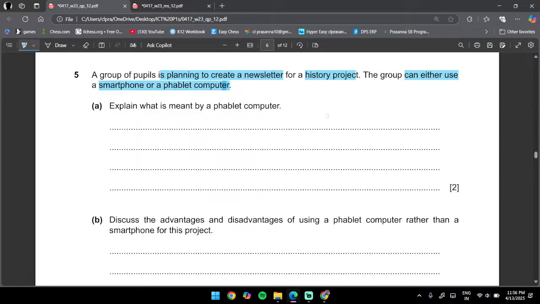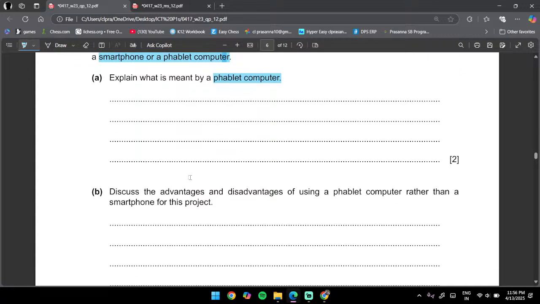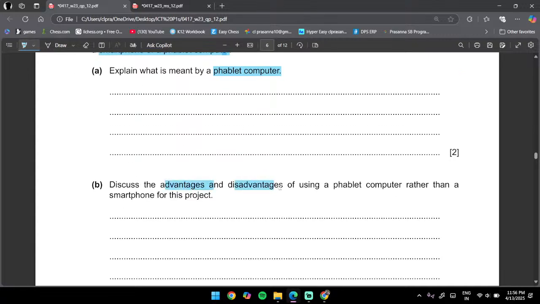But just focus on some of the topics I'm saying. So what is meant by a phablet computer? A phablet computer is basically a hybrid or a combination of a smartphone and a tablet. It's a bit bigger than a smartphone, but it does the same functions as a smartphone. I think that should be enough to explain that. I did mention 2 points there. So, okay, they are creating a newsletter, discuss the advantages and disadvantages of using a phablet computer rather than a smartphone for this project.